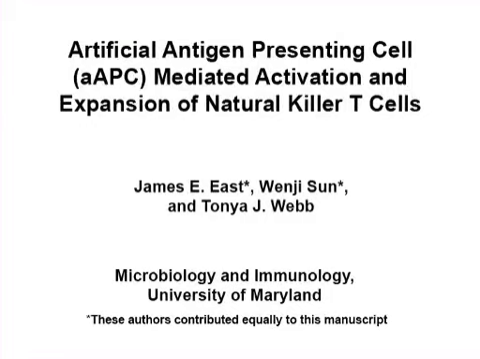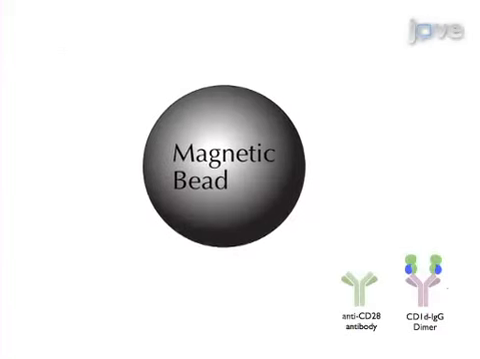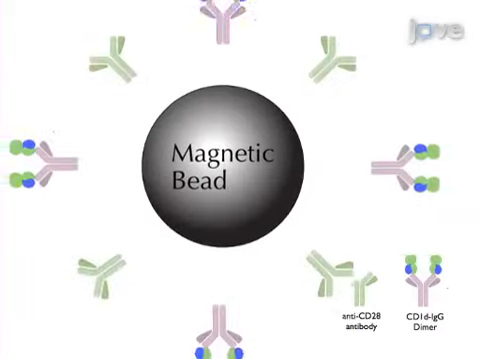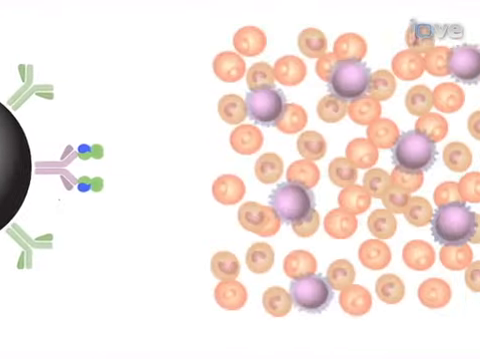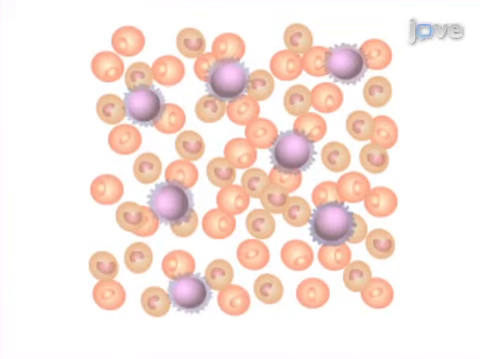The overall goal of this procedure is to generate CD1D-based artificial antigen-presenting cells, or aAPC, for the expansion of NKT cells. This is accomplished by first adding proteins to functionalize the magnetic beads. In the second step, the initial NKT cell population from the peripheral blood is enriched.